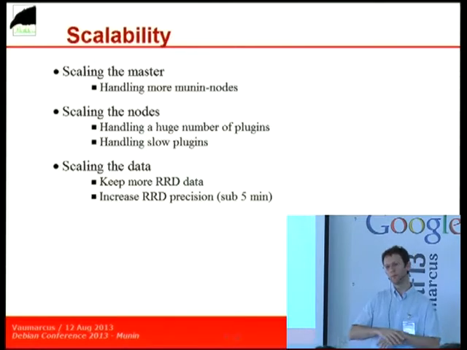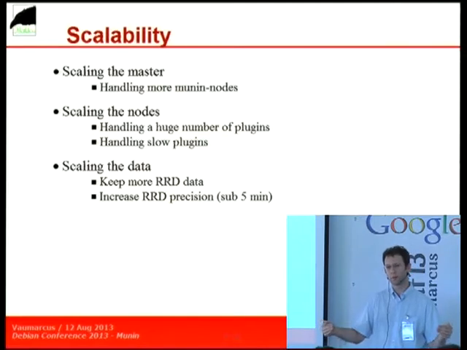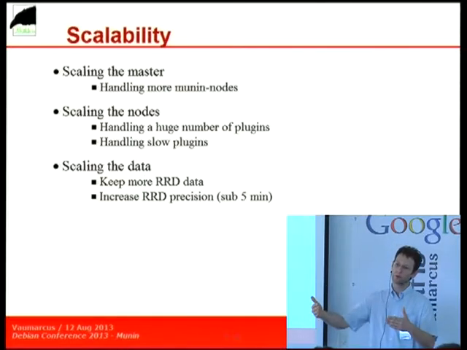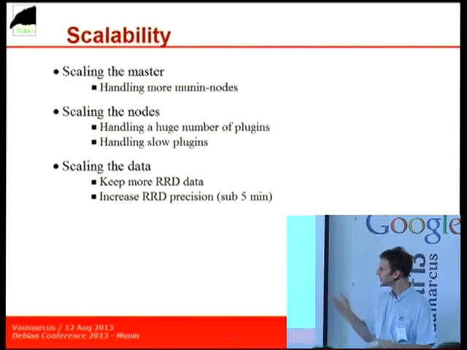And so if you have many, many plugins, and many of them take quite a long time to poll, since it's all synchronous, even if you parallelize very much, sometimes it still goes quite slowly. If you multiply the number of plugins with long response times by many nodes, you usually pass the 5 minute bar.